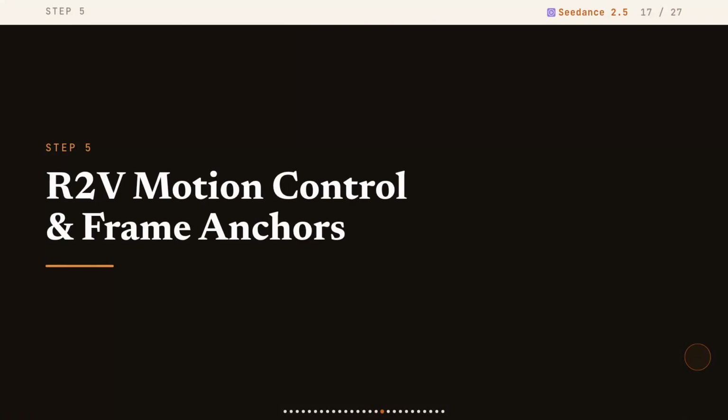Step 5. Use R2V references and first and last frame anchors to lock character movement and camera path. Without this, your character teleports across the frame between scenes, your camera drifts wherever the model decides, and you end up with a clip that looks good for 2 seconds and then falls apart completely.